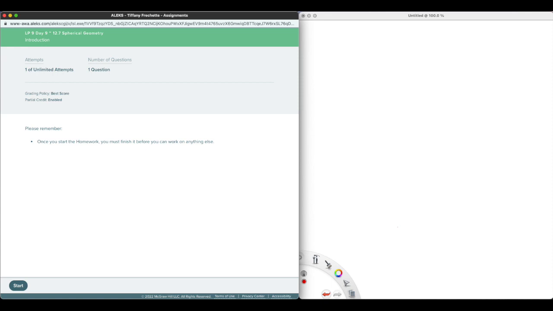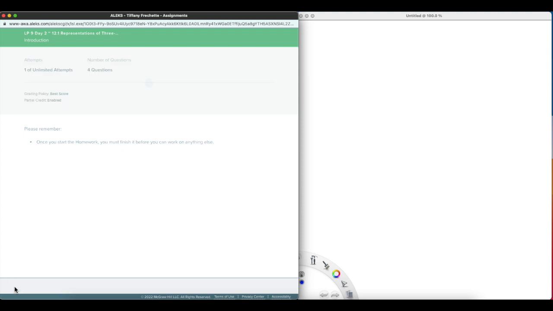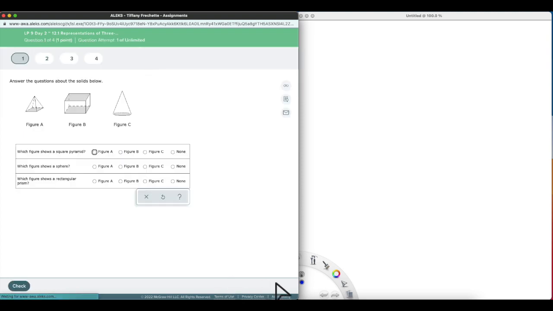This also, if I understand correctly, goes into parts of a question too. If there's more than one answer within the question, there's partial credit there too. Down here it says, please remember once you start your homework, you must finish it before you can work on anything else. What that means is once I click start, down here in the bottom right corner, there's going to be a submit assignment button. This is how we finish an assignment. On the last screen, you can't work on anything because Alex is going to lock all of your other assignments and even the resources until you click the submit assignment button.